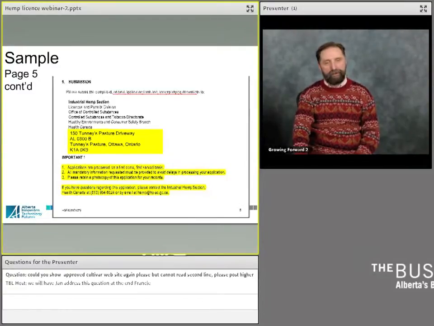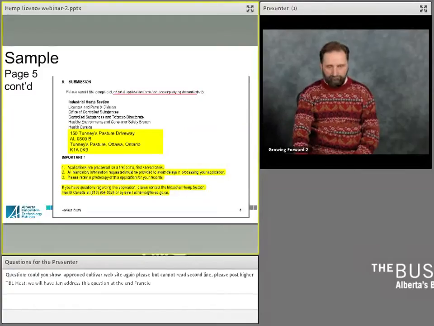They moved to greener pastures. No, they moved to Tunney's Pasture in Ottawa. So please use this address. I will repeat this address in a few slides as well. You don't want your application to be sent to the wrong address.